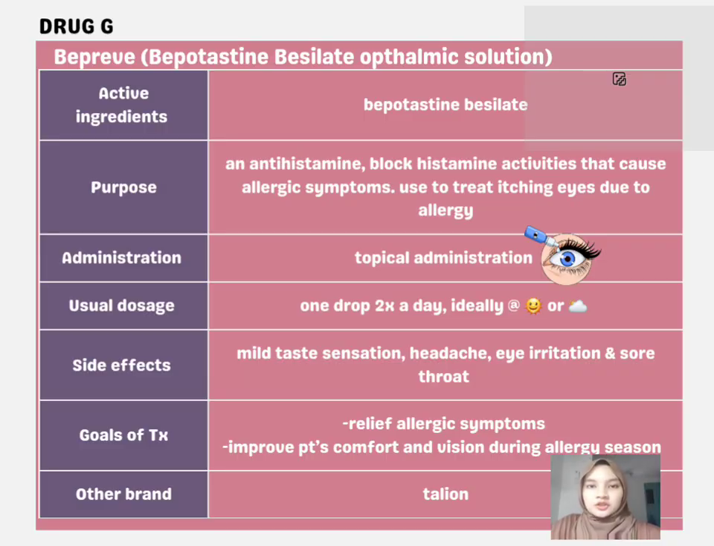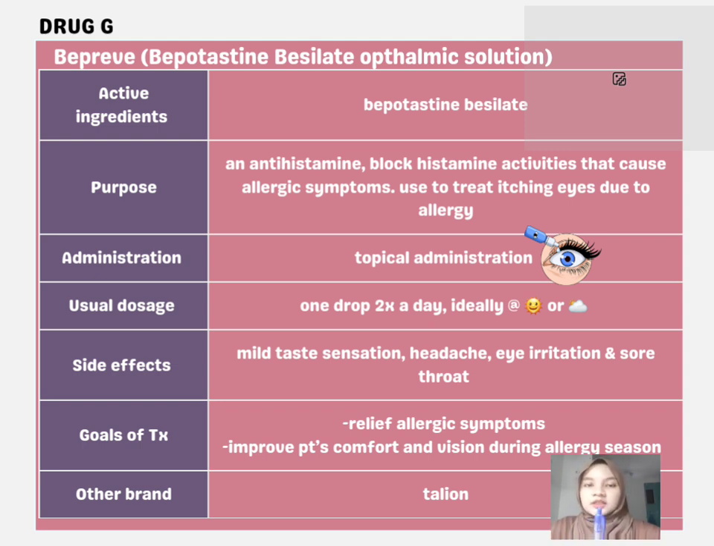Now I would like to talk about Pipril, which is the brand name for piperacillin bacillate ophthalmic solution that works as an antihistamine. The active ingredient for this brand is piperacillin bacillate, and it is an antihistamine that works by blocking histamine that causes allergic symptoms. This medication is used to treat itching of the eyes due to allergies. It is administered through eye drops.